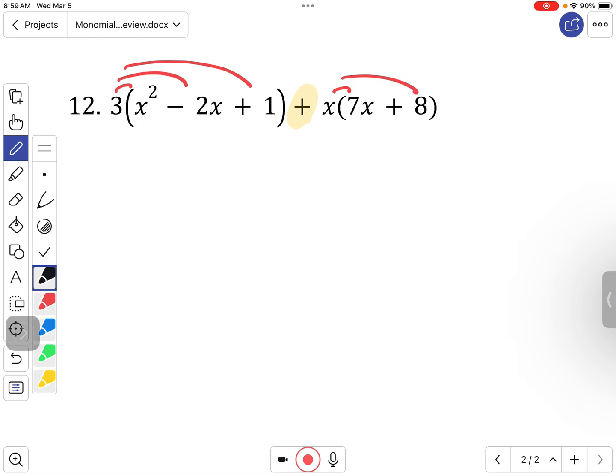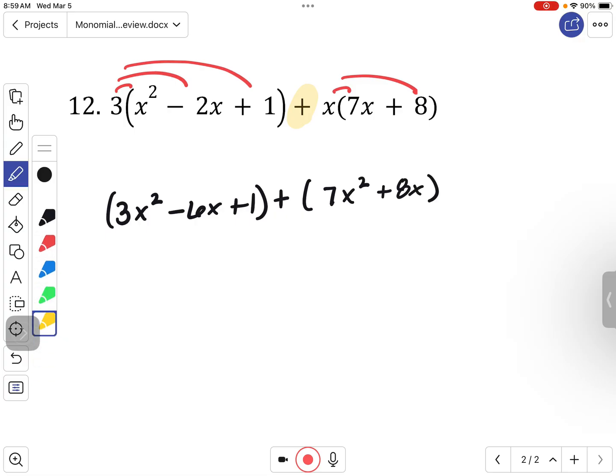So 3 times x squared is going to give me 3x squared. 3 times negative 2x is going to be negative 6x, and 3 times 1 is going to be a 1. Okay, those are going to go in parentheses. I have plus in the middle, and now I'm going to distribute my x to the other set of parentheses. So I have x times 7x, that's going to give me 7x squared. And I have the x times 8, that's going to give me an 8x.